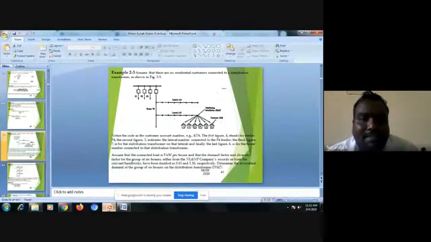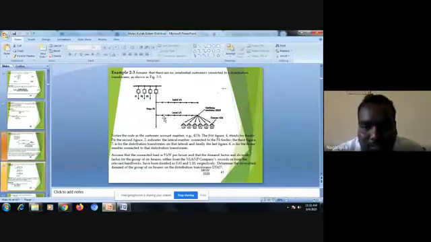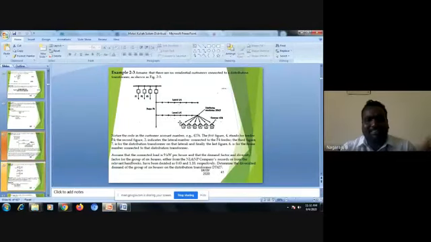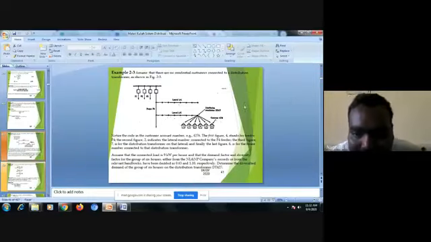Assume that there are six residential customers connected to a distribution transformer. So here six loads are connected. Notice the code in the customer account number, which is 4276. This customer number is 4276.